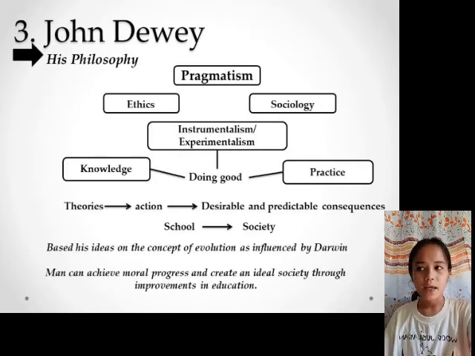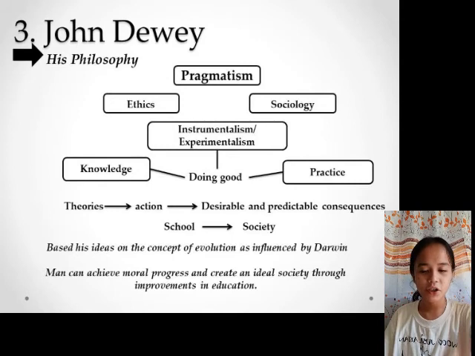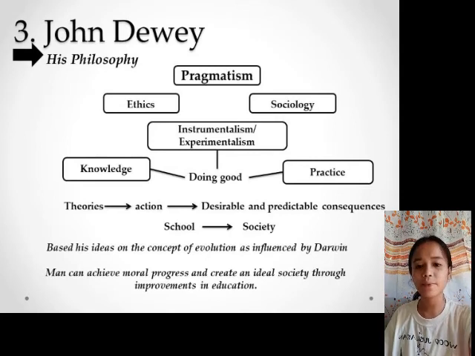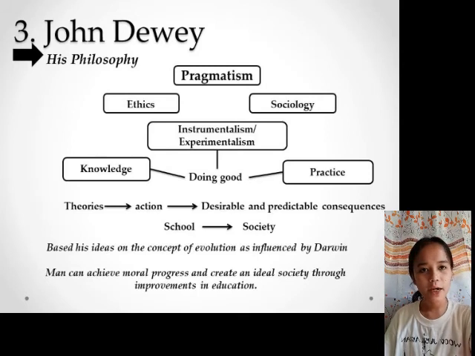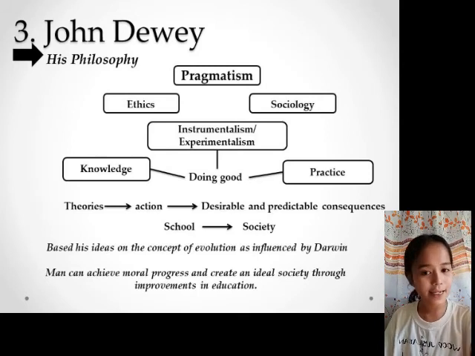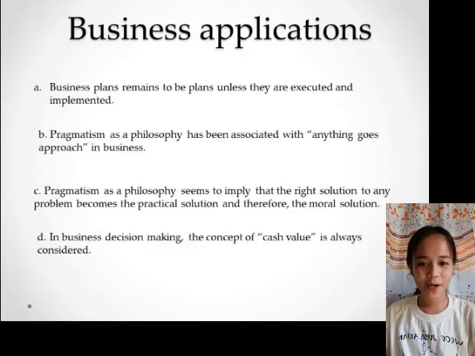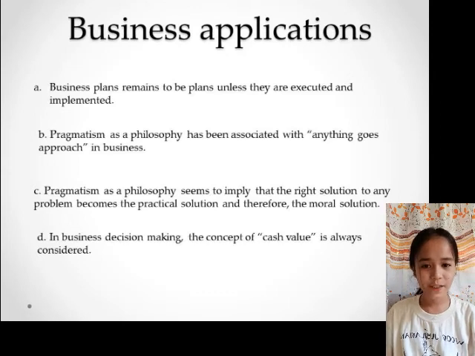And then, in addition, in the context of education, he says that the school should reflect society because nothing is more important than remaking the society. So, he concluded that man can achieve moral progress and create an ideal society through improvements in education. So, it is more on education. So, we have learned what pragmatism is all about as introduced by Charles Peirce, William James, and John Dewey.